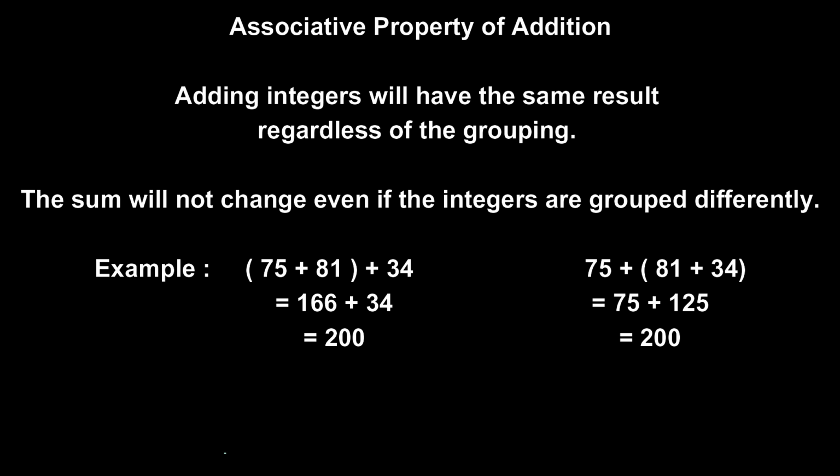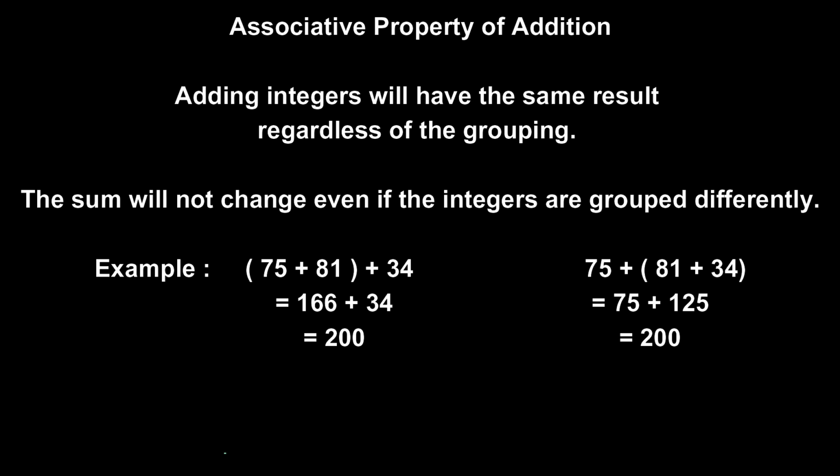In the first example I have grouped the first 2 numbers, and in the second example I have grouped the last 2 numbers. So let's see, 75 plus 81, that is a group, it is in a parenthesis, and 34 is kept separate, plus 34. Whenever there is a group of 2 numbers in a bracket, we have to solve that first. So 75 plus 81 is equal to 156, and then 34 is to be added, that gives me the answer as 200. So in the first example you are getting the answer as 200.